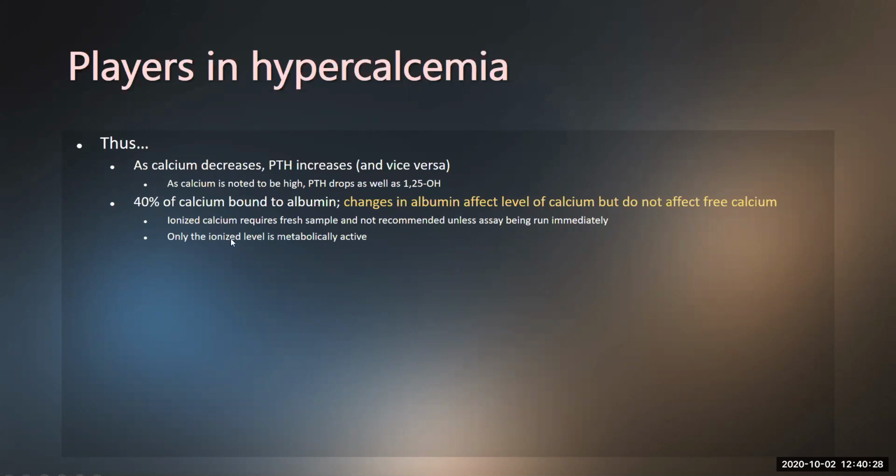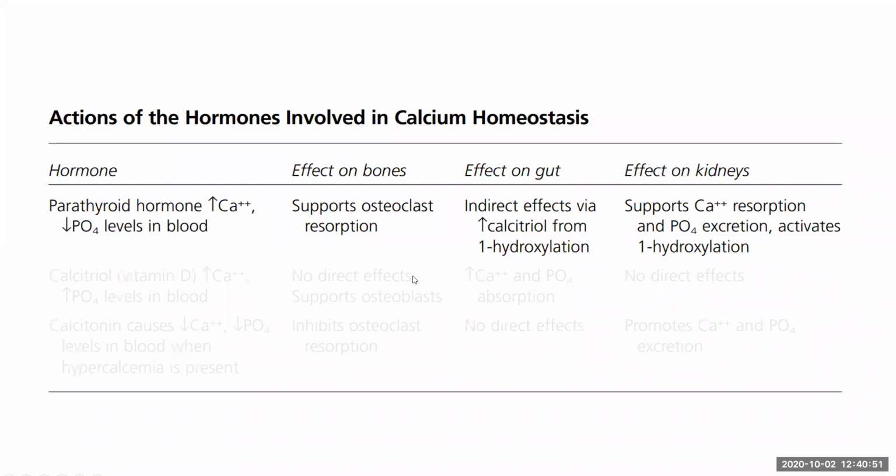But you should know that only this ionized level is actually metabolically active. And if you're going to order an ionized level, it needs to be fresh and it needs to be run immediately. If you order on the floor, it's probably not going to be done ideally the best way you'd like it to. Not anything against the phlebotomist, it's just they have a lot of patients to see. But in the ICU, you might be more likely to get it run accurately if a nurse is able to run it down for you.